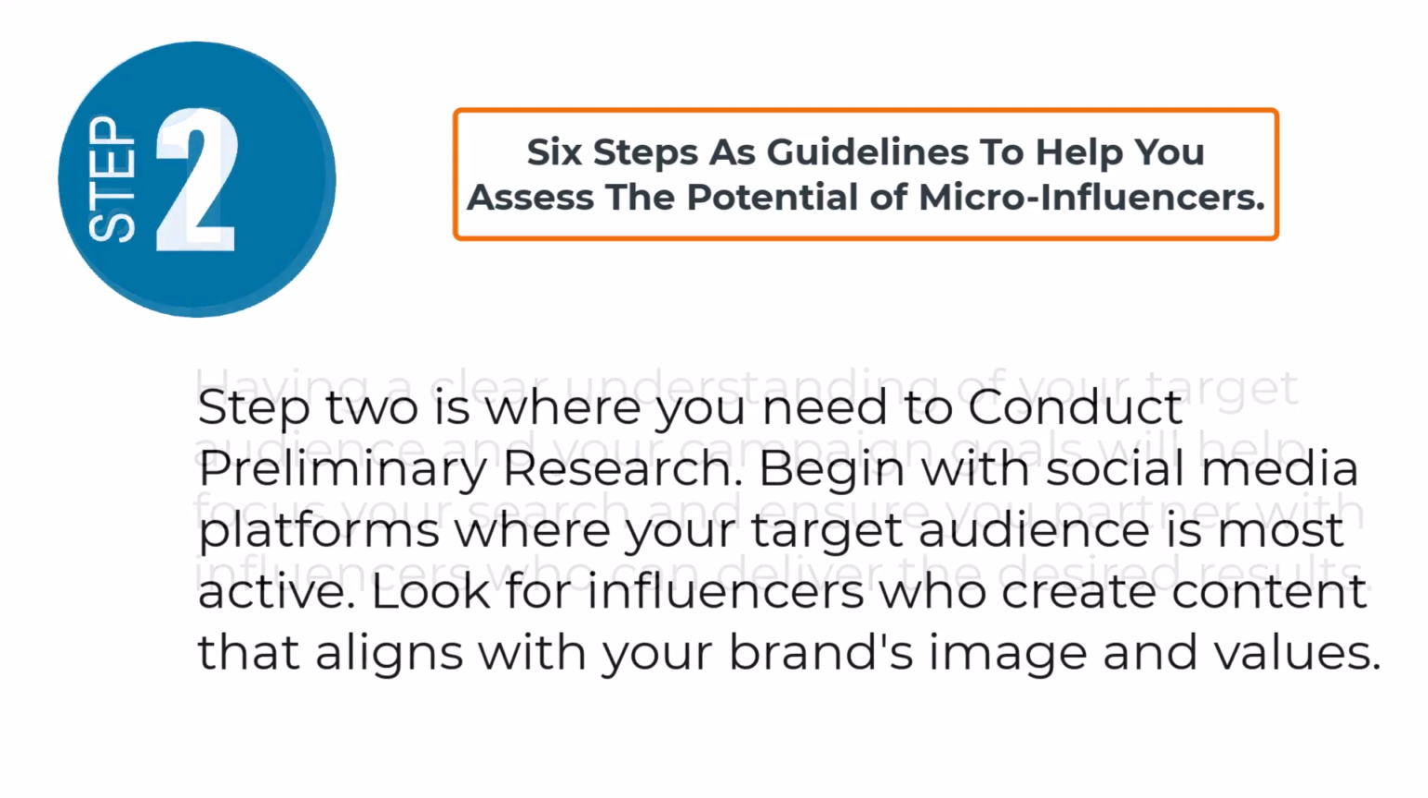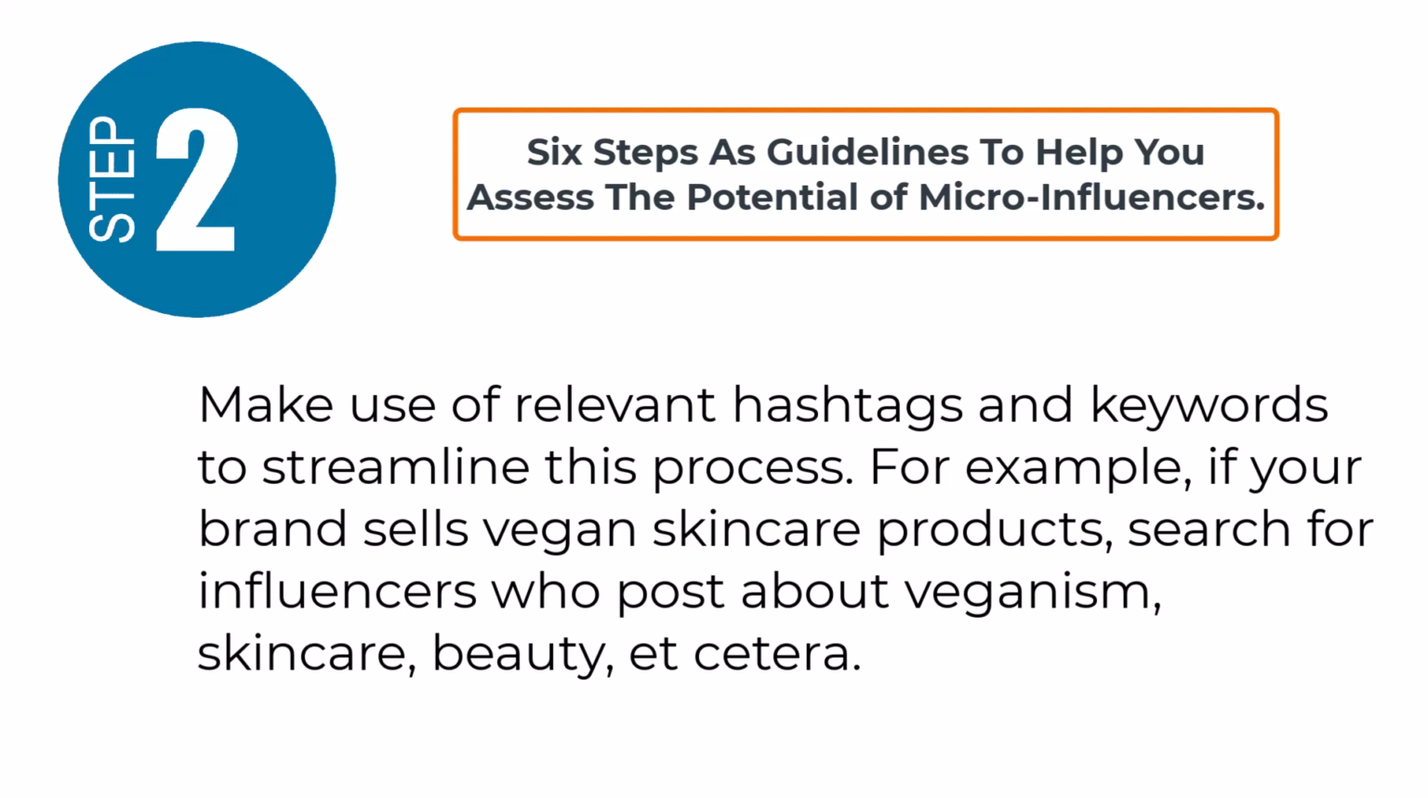Step 2 is where you need to conduct preliminary research. Begin with social media platforms where your target audience is most active. Look for influencers who create content that aligns with your brand's image and values. Make use of relevant hashtags and keywords to streamline this process. For example, if your brand sells vegan skincare products, search for influencers who post about veganism, skincare, beauty, etc.